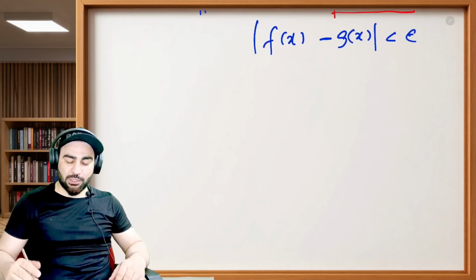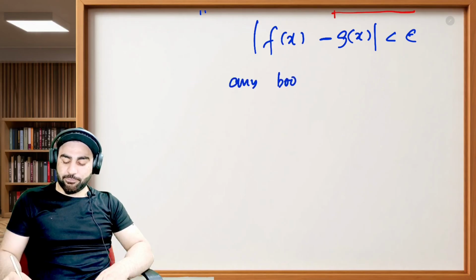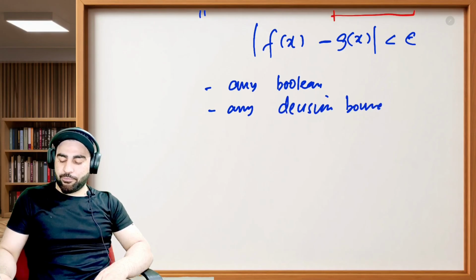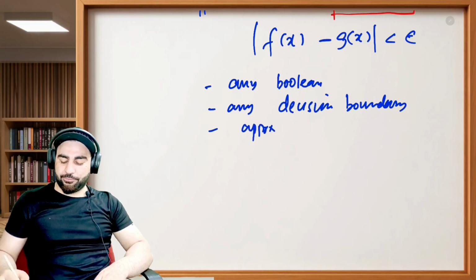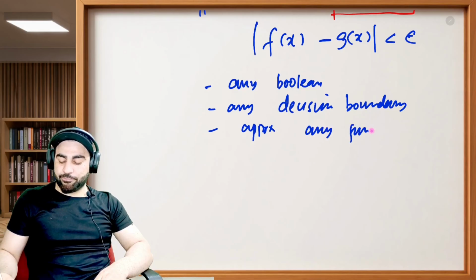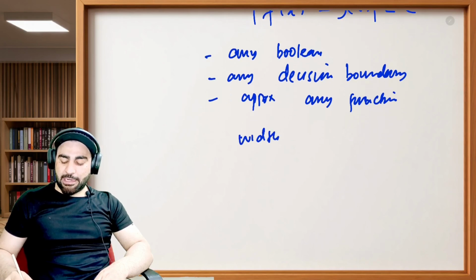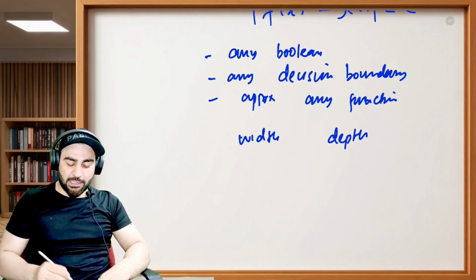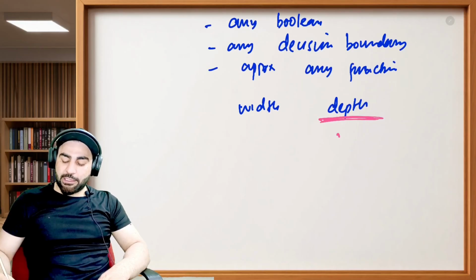So we saw these three things, that it can approximate any Boolean function, any decision boundary, and then it can approximate any function. Then we again saw that a network can be wider, and it can have more depth. So we saw that a deeper network, the network containing more depth, is more expressive.